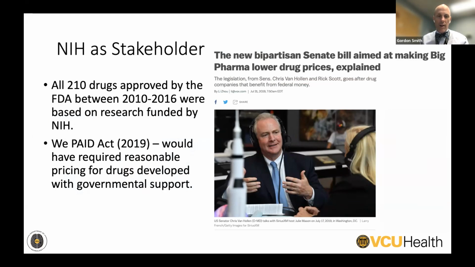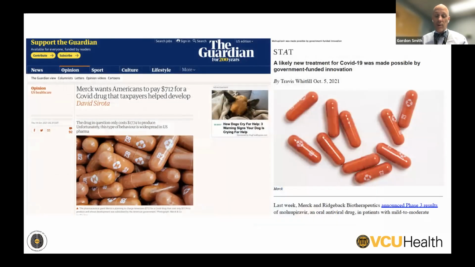And this would have required reasonable drug pricing strategies for drugs that the NIH had actually invested in and appropriately made, because we already paid for these drugs. Why would we pay again for these drugs? And this is increasingly in the narrative in the last several months. This hit the debate regarding costs for COVID drugs, which we see here.